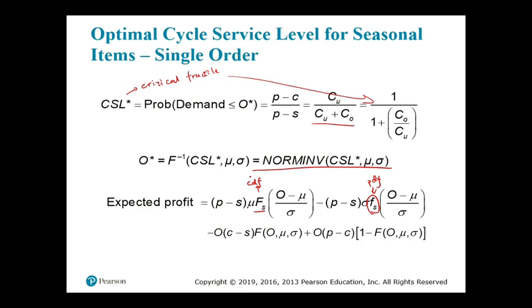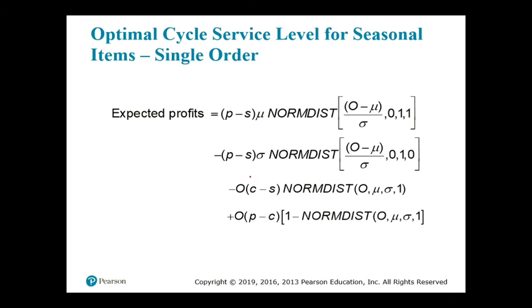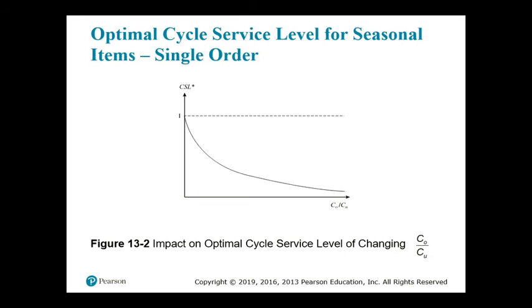And so you can see here is 1 and here is 0. And so you can see this desirable level of service level is going to decrease with this ratio of CO and CU. And the rate of decrease is also decreasing.